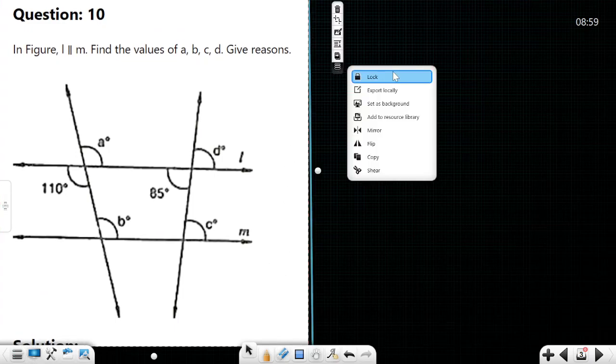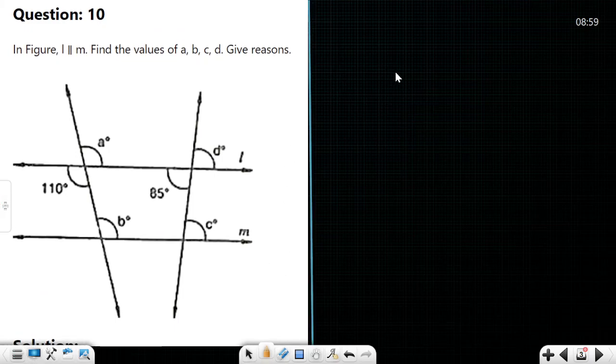Okay, this is question number 10, Akshita. In the figure, L is parallel to M. They have only given this. Find the values of A, B, C, D and give reasons.